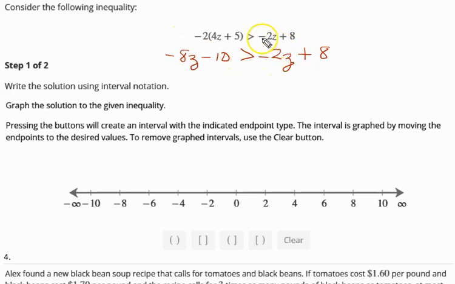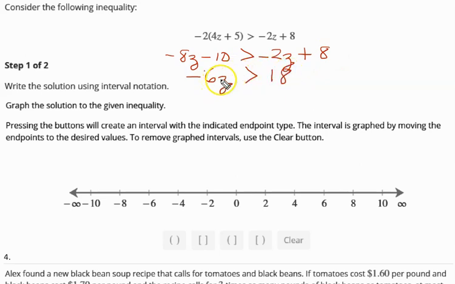So as I transpose this, I don't have to change inequality signs yet, just transposing. That's the same as in an equation. This becomes a positive 2z, so this side is a -6z. I'm going to transpose the -10 to this side, where it becomes a positive 10. And 8 gives me an 18.